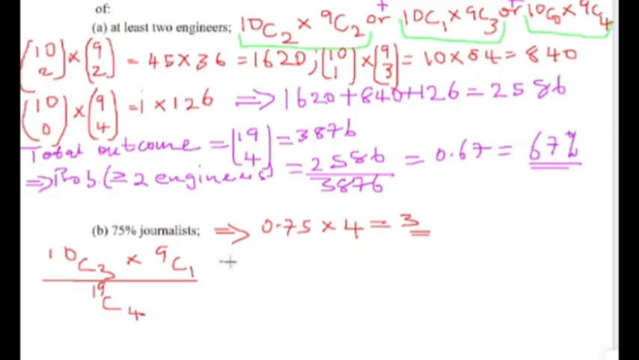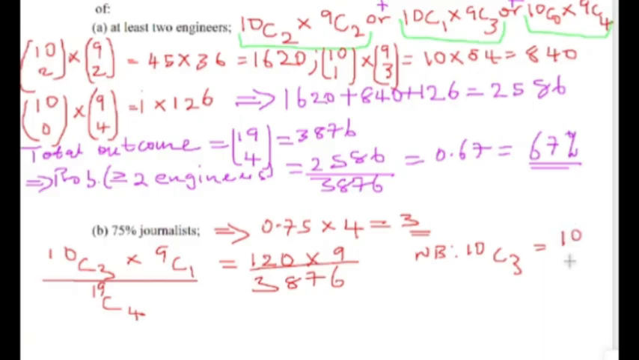So quickly, 10 combination 3 gives 120. 9 combination 1 gives 9. So everything is divided by 19 combination 4, which is 3876. Note that in permutation and combination, if you have something like 10 combination 3, it's the same thing as writing it as 10 3. Different notation, the same meaning.